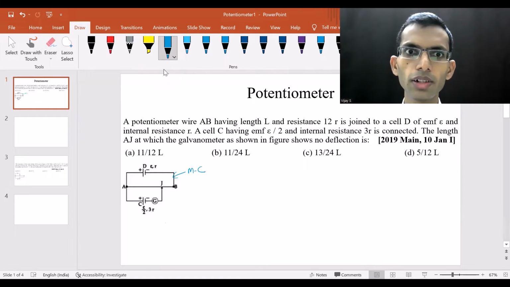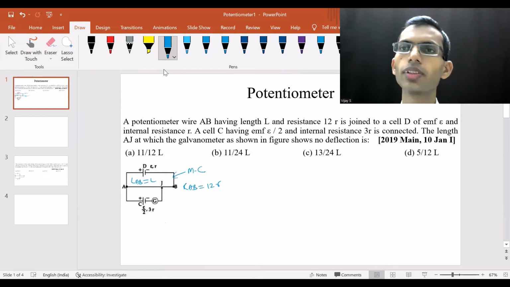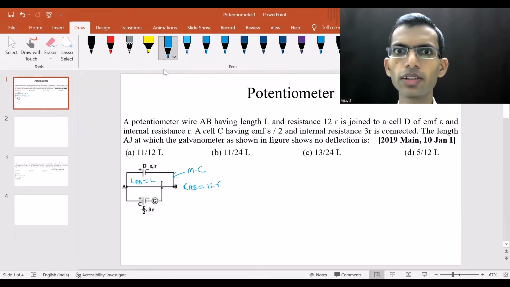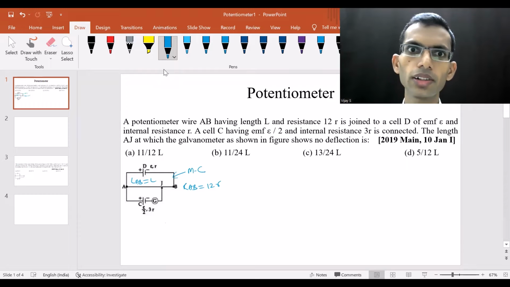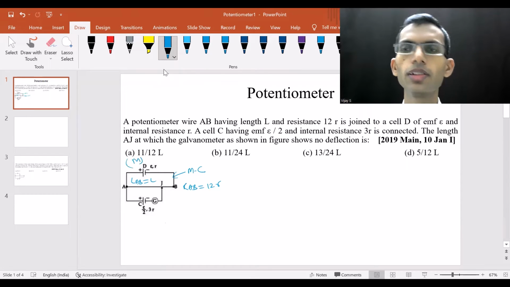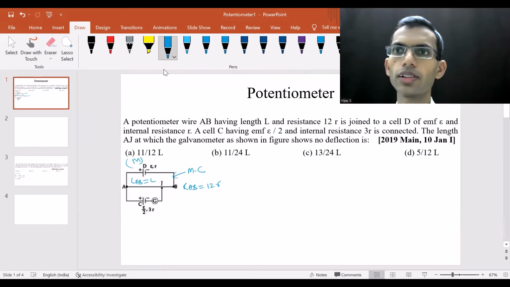He gave the length of the wire, so LAB is L, and he is giving the resistance of the wire AB, that is 12R. Let us see next. Of course, he also gave cell D of EMF E and internal resistance R. So these are nothing but the main circuit cell EMF and internal resistance.